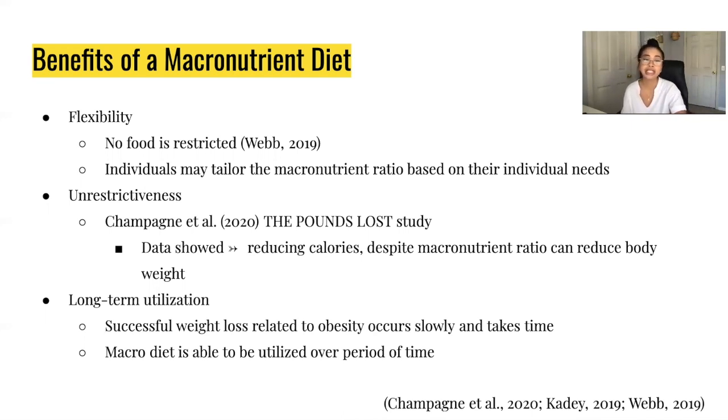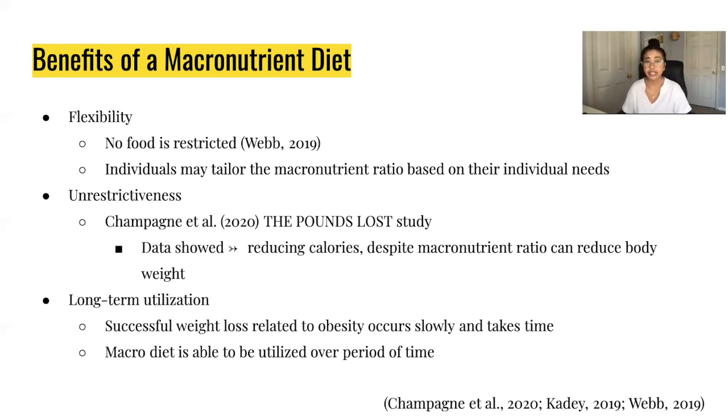So the second pro is its unrestrictedness. It's definitely a highlight of the macronutrient diet. So when it comes to obesity, there are a variety of potential weight loss treatments. Individuals often find it difficult or daunting to completely cut out certain foods, especially those foods that they enjoy, and this may hinder their weight loss. So the macronutrient diet really aids with this challenge. And in conjunction with reducing overall calories, individuals may use the macronutrient diet to reach their goals.